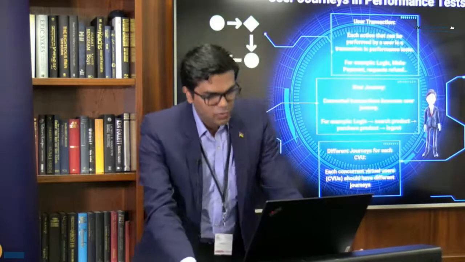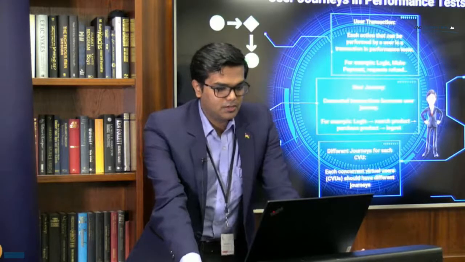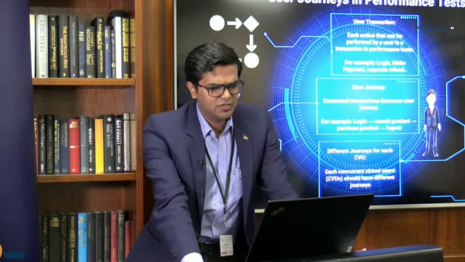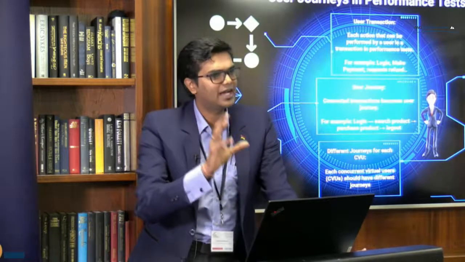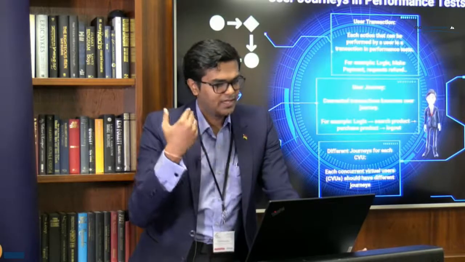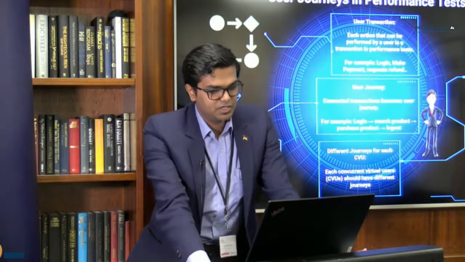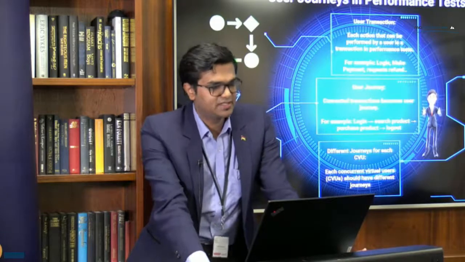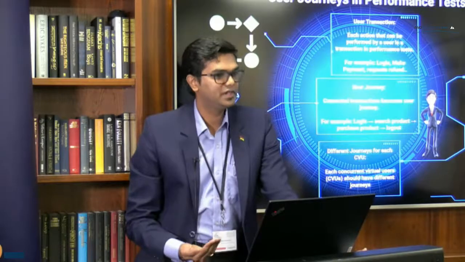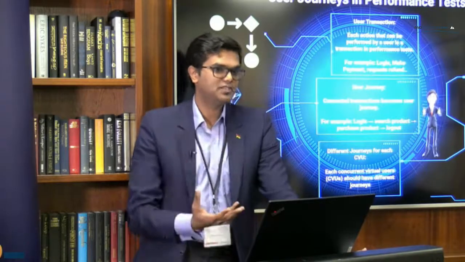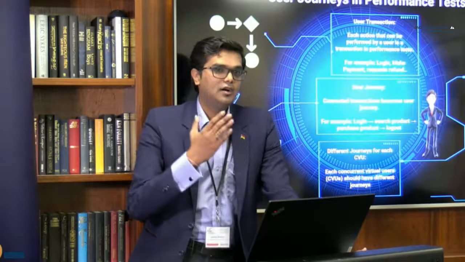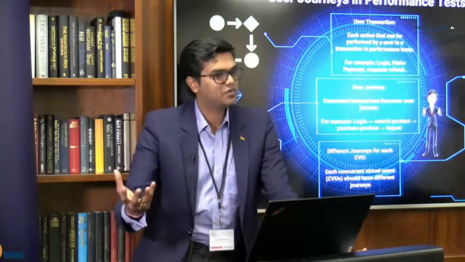So how do we design those user journeys? The first step is to break the user actions into transactions. Each action that can be performed by a user is a transaction in the performance test. For example, login, making a payment, or requesting a refund. Those are things the user can do on the system, and those will be transactions in the performance tests. And we have to script those transactions.